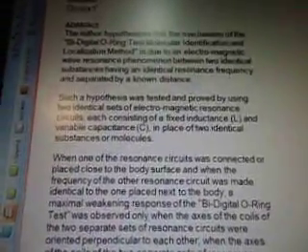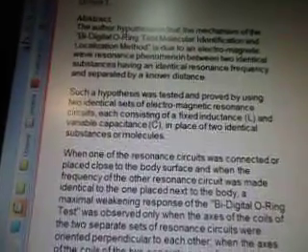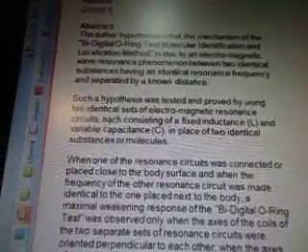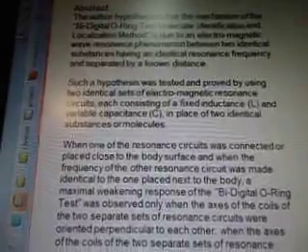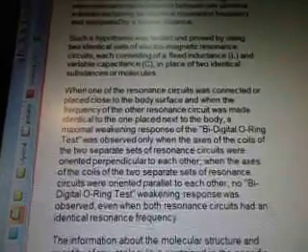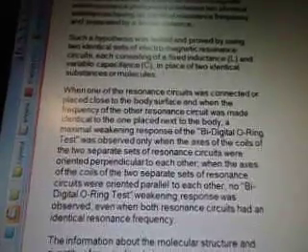Such a hypothesis was tested and proved by using two identical sets of electromagnetic resonance circuits, each consisting of a fixed inductance L and variable capacitance C in the place of two identical substances or molecules. When one of the resonance circuits was connected or placed close to the body surface, and when the frequency of the other resonance circuit was made identical to the one placed next to the body, a maximal weakening response of the bidigital O-ring test was observed.